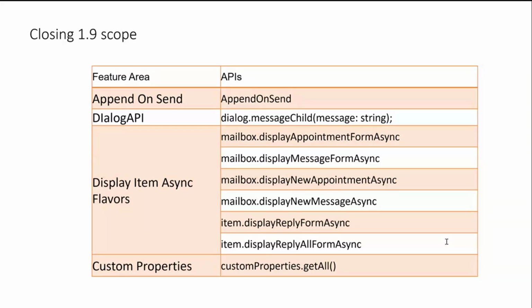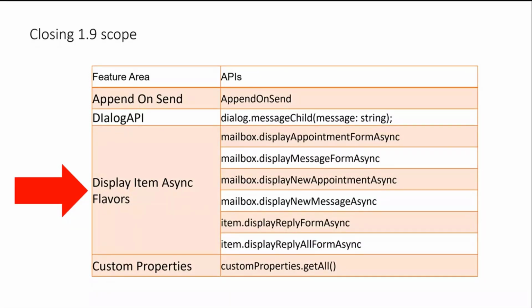For example, we're including the dialog API. We're going to provide this API as part of 1.9. We're going to have what we call display item async flavors. And finally, we're going to have also custom properties improvements. On this call, we're going to talk today about the display item async flavors.